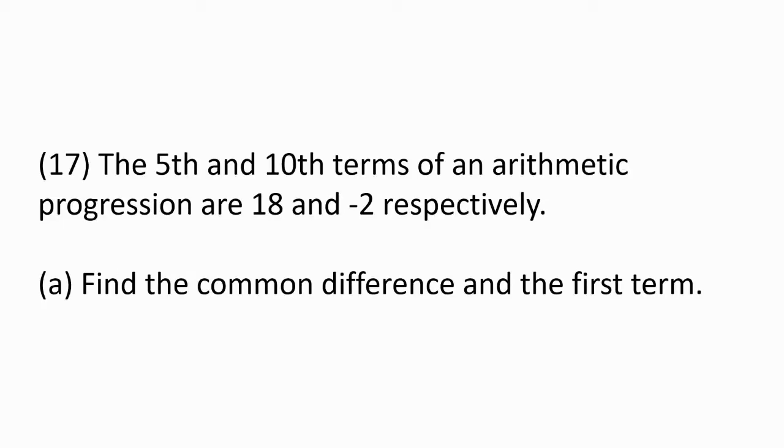Welcome to Number Crunch. Today we are tackling KCSE 2018 Paper 2 Section 2. Starting from question 17, the 5th and 10th terms of an arithmetic progression are 18 and -2 respectively. Part A, find the common difference and the first term.